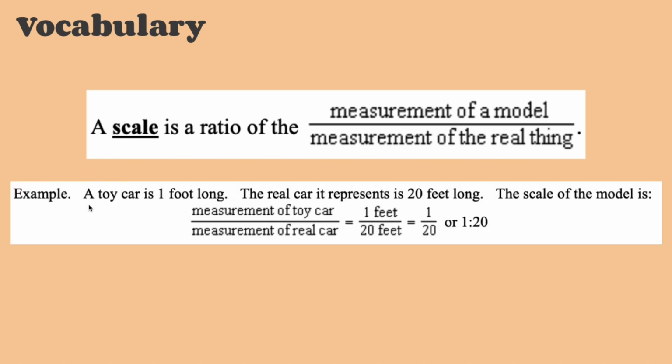Here, a toy car is 1 foot long, and the real car it represents is 20 feet long. The scale of the model is, so we just plug our information into this formula. We have the measurement of the toy car, which is our model, and then the measurement of the real car, which is the real thing. So we plug in 1 foot for the toy car and 20 feet for the real car, and our answer is 1/20 or 1:20.